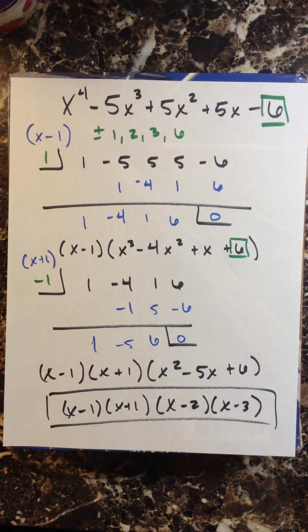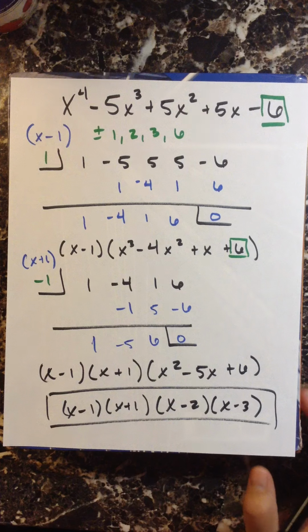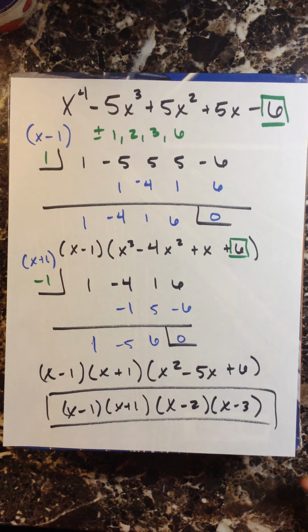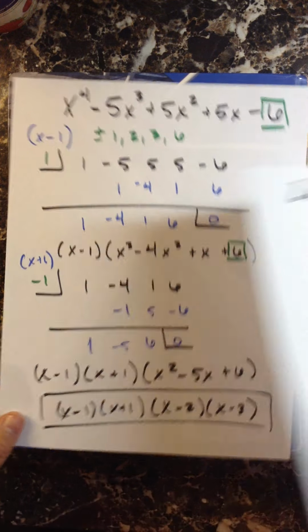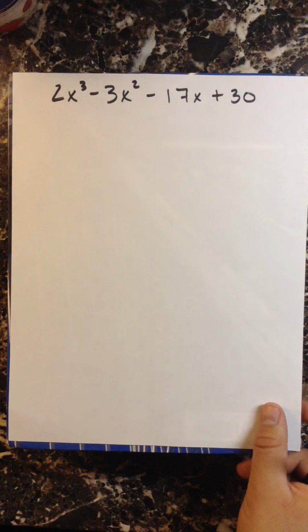Okay, so that's a 4th degree. Really no different than a 3rd degree. It's just a little bit longer. So now what we're going to look at is what do you do if you have a leading coefficient? Because it does work just a little bit differently.